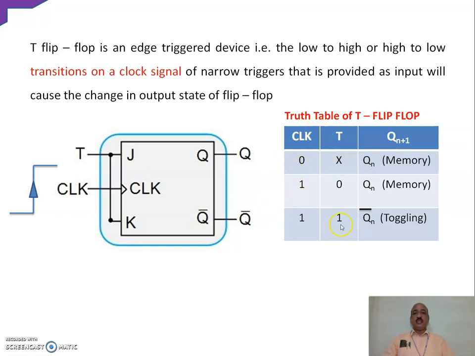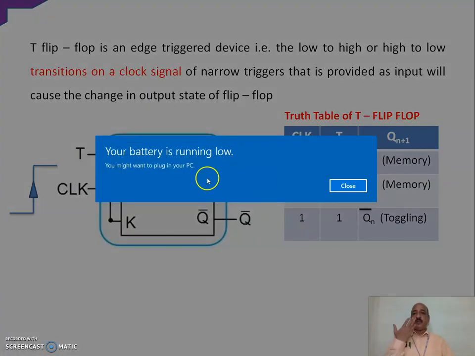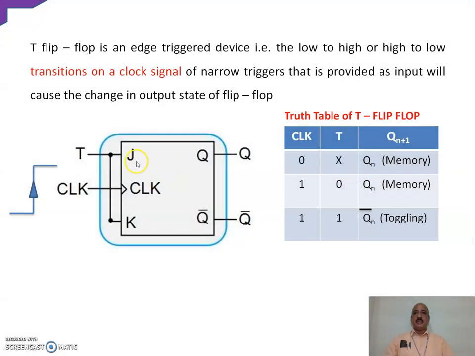If the clock is 1, as shown here, but if T is made 0, that means J is equal to 0 and K is also equal to 0. Therefore, there is no change. Therefore, Q of n is equal to the previous state only. Q output will remain the same, no change. If the clock is 1 and T is 1, then the output will toggle.